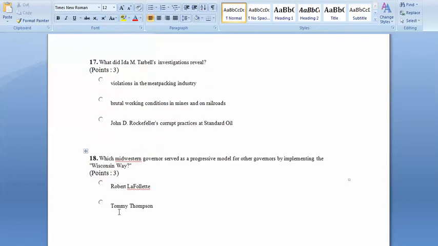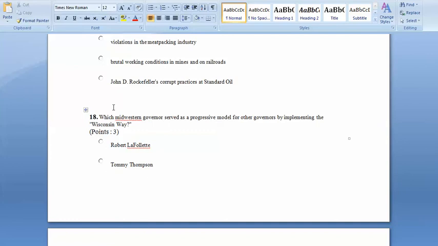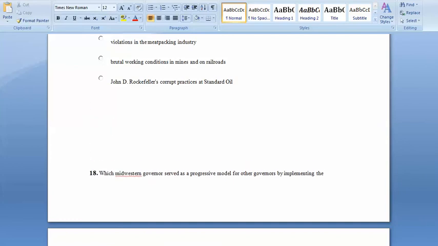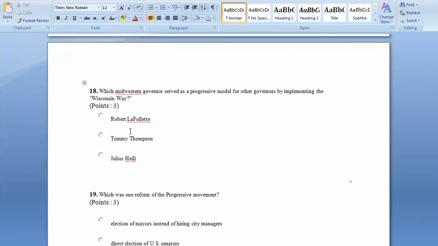Number 17, what did Ida M. Tarbell's investigations reveal? Violations in the meatpacking industry, brutal working conditions in mines and on railroads, or John D. Rockefeller's corrupt practices at Standard Oil. Number 18, which Midwestern governor served as a progressive model for other governors by implementing the Wisconsin Way? Robert La Follette, Tommy Thompson, or Julius Heil?